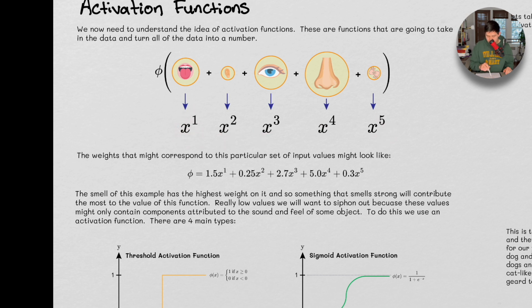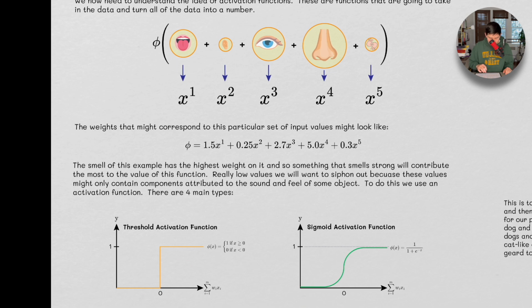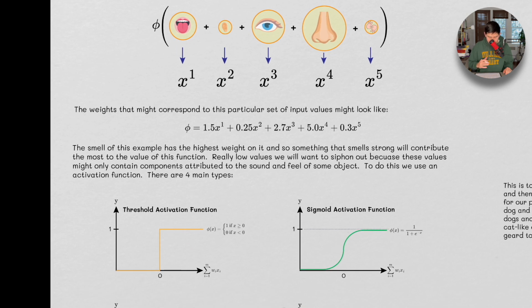Each dimension of perception, if you will, has a weight that corresponds to how much value is being placed on that domain of perception. The smell in this example has the highest weight on it, and so something that smells strong might contribute the most to the value of this function. So really low values we want to siphon out, because these values might only contain components attributed to the sound or feel of some object, okay?